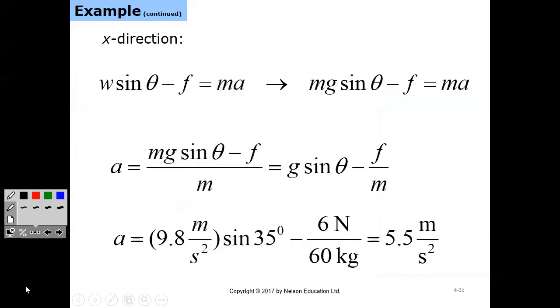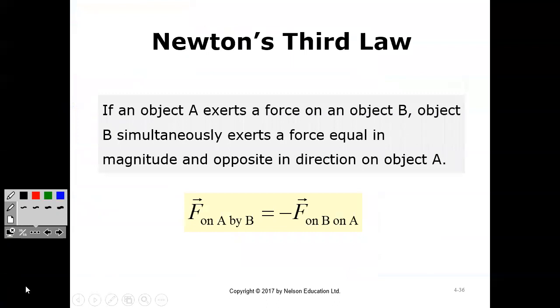So these are the solution. Third law. Third law talks about two objects interacting and the forces between them. Let's say we have object A and object B. If they are interacting, the interaction is actually the force between them. So if object A exerts a force on B, let me call it F A on B. So A exerts a force on B.